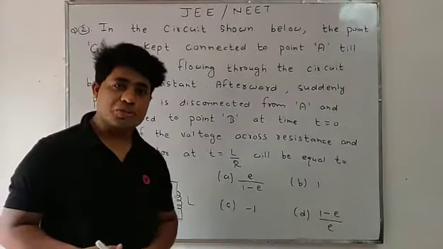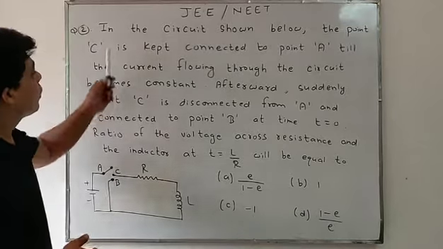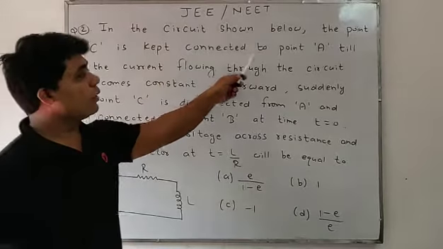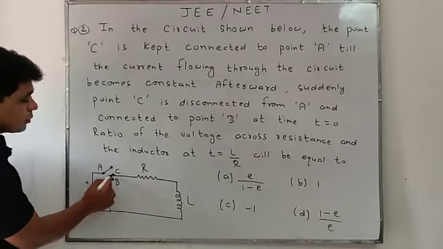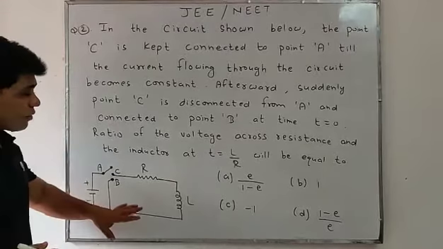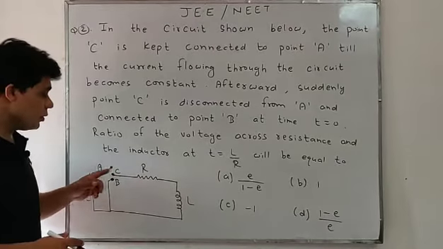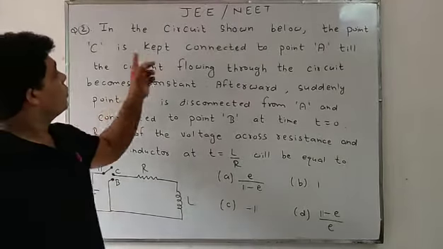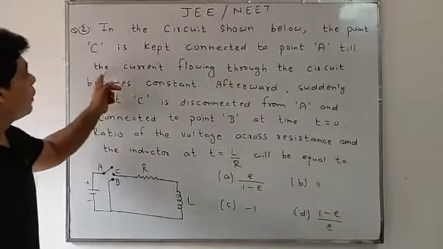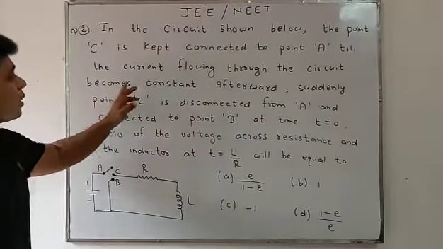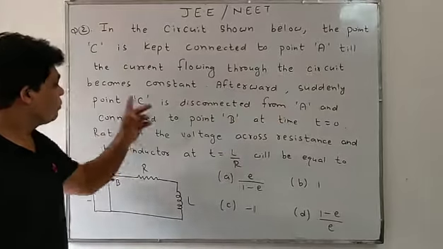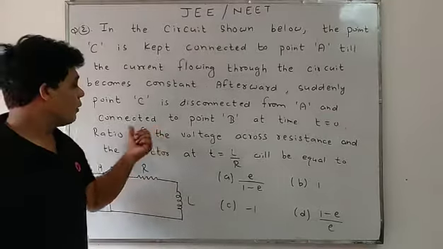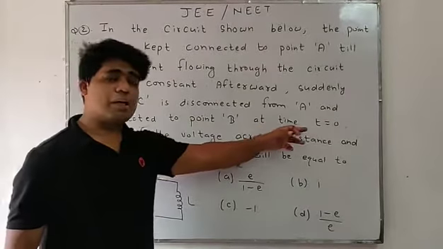So now students, question number second. See the language of this question. In the circuit shown below, the point C is kept connected to point A. This is the point C and this is the point A. We are given an LR circuit, and we are given terminals A, C and B, and there is a battery or cell. C is kept connected with point A till the current flowing through the circuit becomes constant. Afterwards, suddenly point C is disconnected from point A and connected with point B at t equals 0.